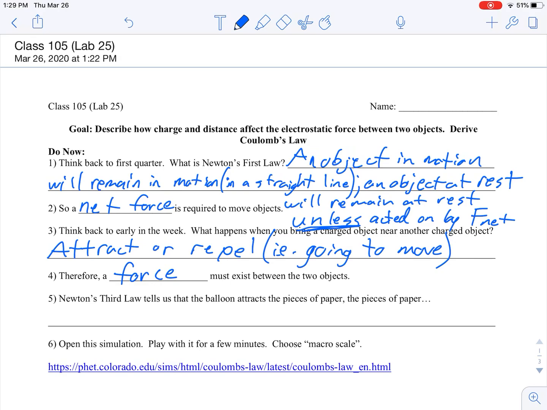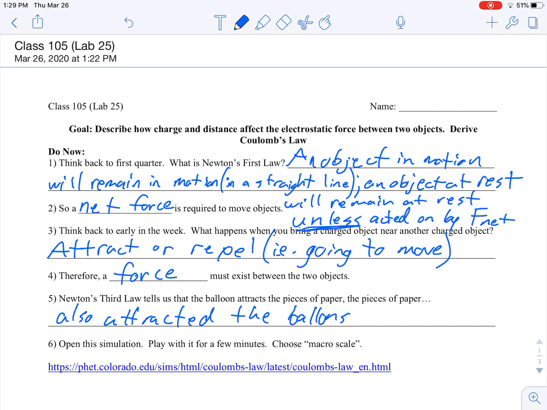And Newton's third law tells us that the balloons attracted the piece of paper, but the pieces of paper also attracted the balloons. If you recall from earlier in the week, the balloons picking up the paper.